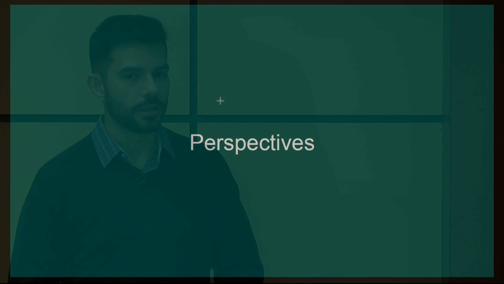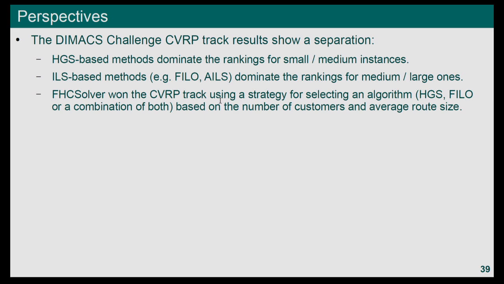So to conclude, I'm going to present some perspectives. From the results of the CVRP track in the DIMACS challenge, we could see a pretty clear separation, with HGS-based methods dominating the rankings for small to medium instances, and ILS-based methods dominating the rankings for medium to large ones, like Philo AILS. And we saw that the FILO solver won this track using a strategy for selecting the best algorithm between HGS, Philo, or a combination of both based on instance size.